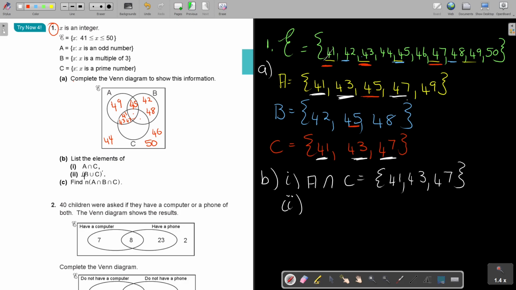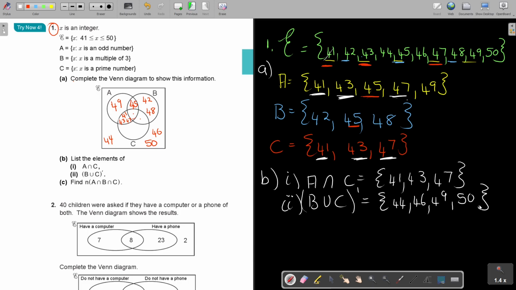Okay, now B and C, so B union C complement. Remember, you cover B, cover C, and you write what's outside. So let's just do that. It's B union C complement. Let's start. So it's the 44 on the outside, the 46 on the outside, then that 49 in just A, and then 50 on the outside.